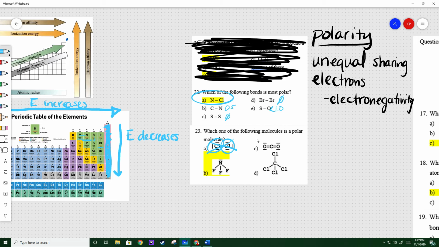Okay? Here we have carbon dioxide, same thing. We have our electrons evenly distributed. The oxygens balance each other. So that's not going to be polar as well. With this chlorine, we have carbon in the middle. There's no electrons on the carbon. And then the chlorines each have electrons, but they're again evenly distributed all around the central atom. So no polarity there.